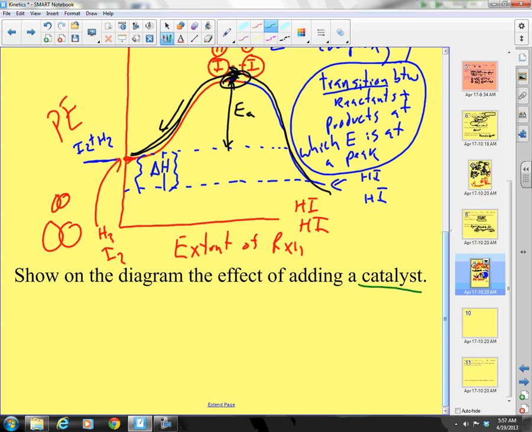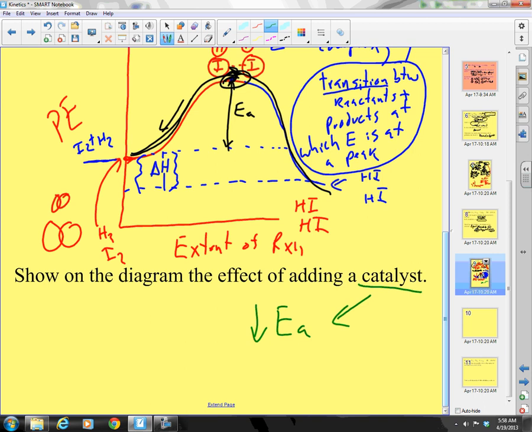Now, what's a catalyst? Remember, a catalyst does what? It lowers my activation energy. And what is a catalyst? It's something that lowers my activation energy, but it's not permanently consumed in the reaction.